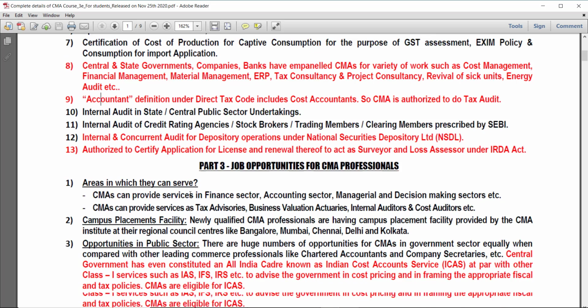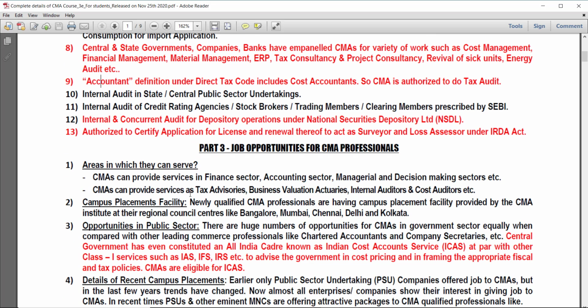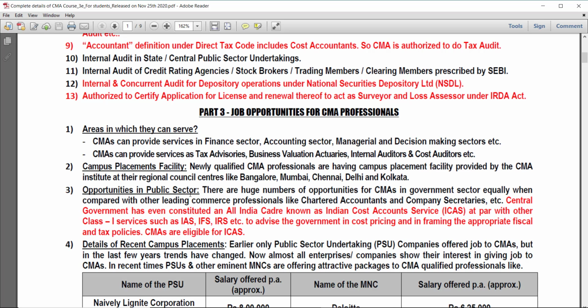Let me tell you about the opportunities available for CMA professionals who choose employment. They can work as employees in organizations in fields like the finance sector, accounting, and managerial and decision-making sectors. They can even provide their services as tax advisors, business valuation actuaries, internal auditors, and cost auditors in various MNCs as well as other private and public organizations.